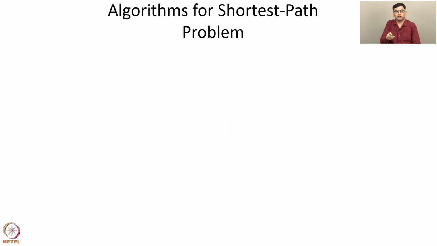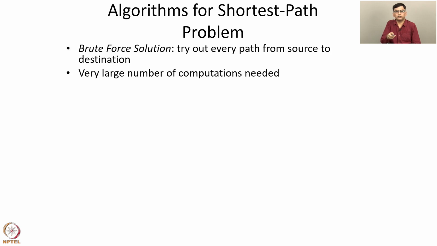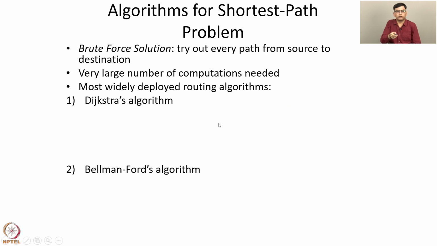Now, how do we find the shortest path in a network efficiently? A brute force solution is to try out every path from the source to the destination and identify the path with the smallest cost. But this requires a very large number of computations, even in small networks. So there are more efficient algorithms designed for finding shortest paths in a network.